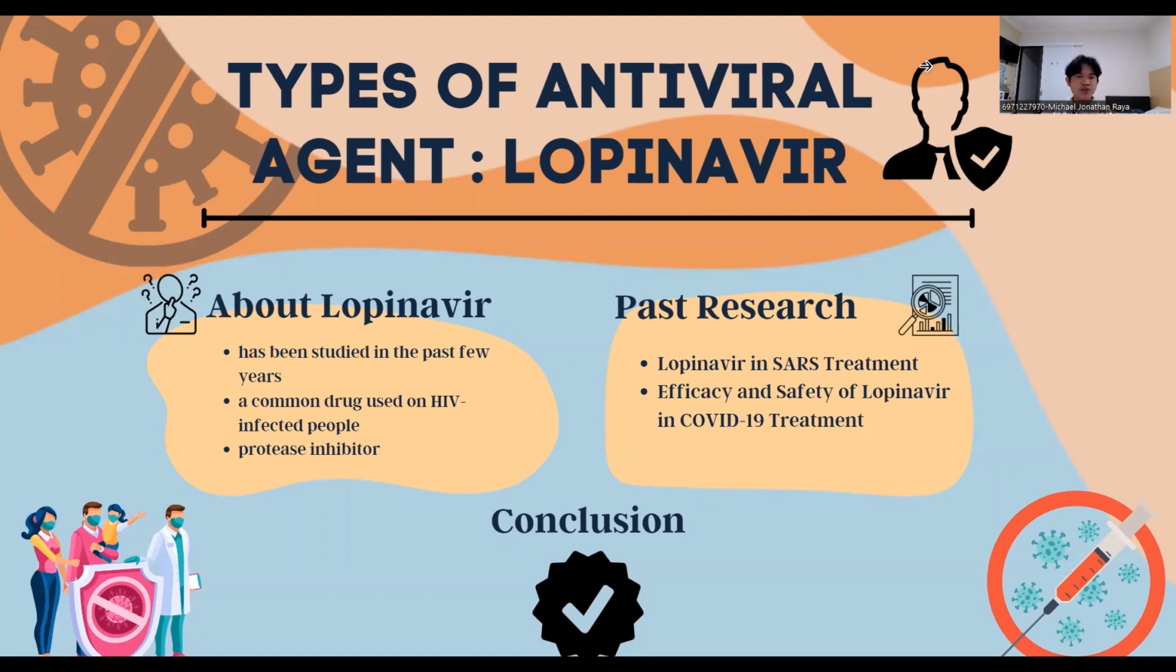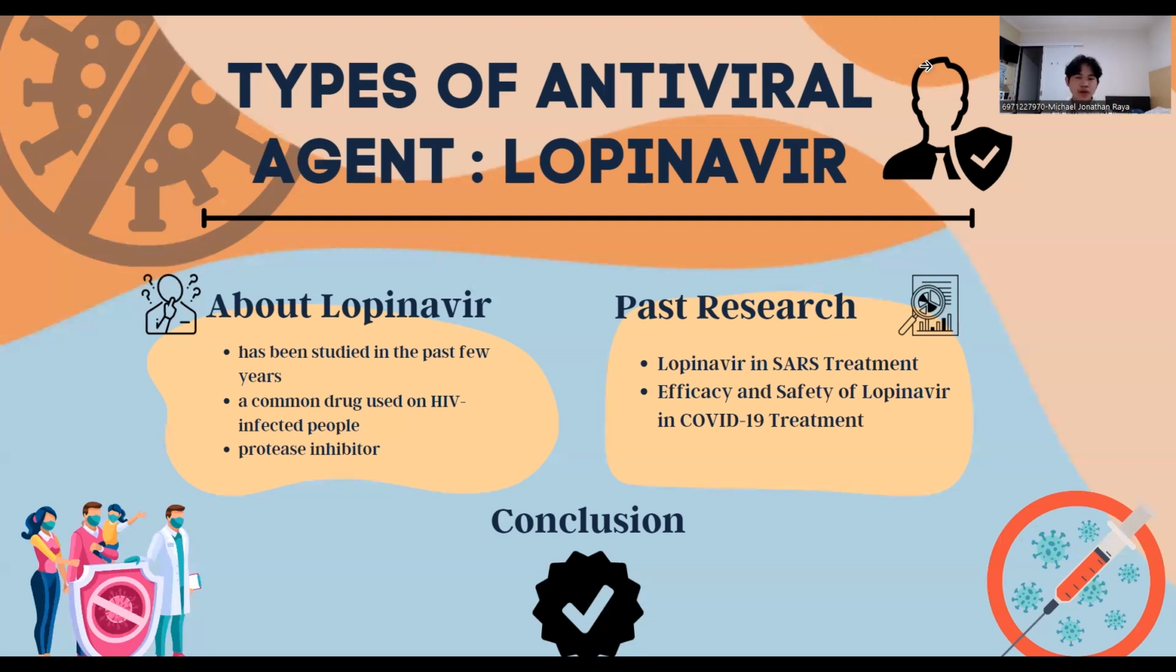In today's chance, I'm going to explain about a type of antiviral agent called lopinavir. Lopinavir is a drug that has been studied in these past few years, especially since the COVID-19 outbreak. The scientists hope to find a drug that could effectively fight COVID-19, and lopinavir is one of their research options. Actually, lopinavir is a drug commonly used by people infected by HIV. It could reduce the amount of HIV in the human body, so it could prevent people from getting AIDS and prevent transmission to other people.